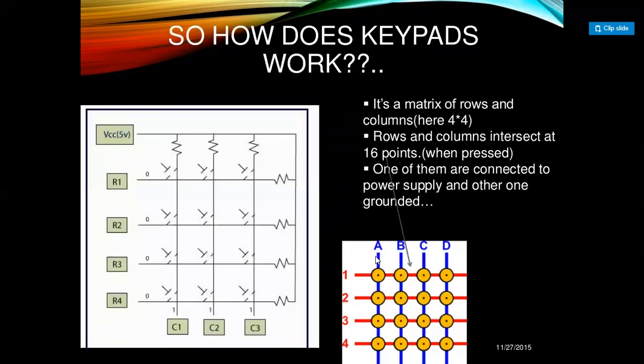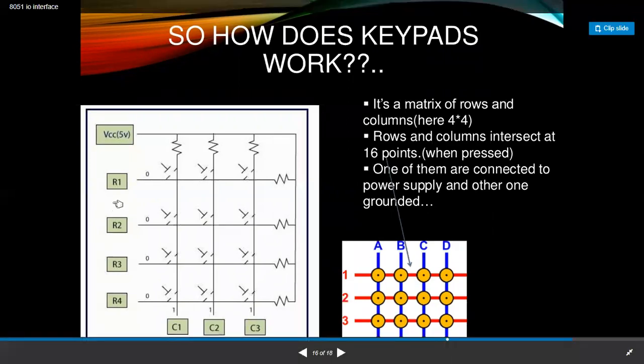See, this is my 4 rows, and this is my 3 columns, and this is the VCC supply. If the matrix of rows and columns is 4 by 4, then rows and columns intersect at 16 points. This is my C4 column. So 4 columns and 4 rows, where one is connected to the power supply and the other is connected to ground. So this is all about interfacing with the keyboard.